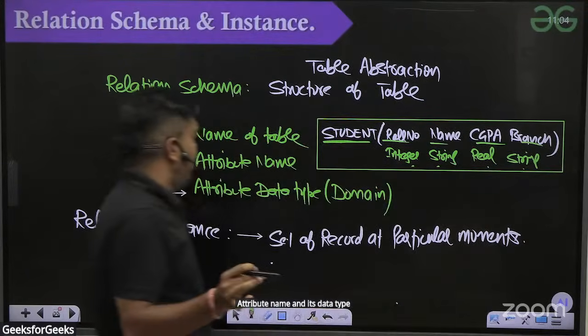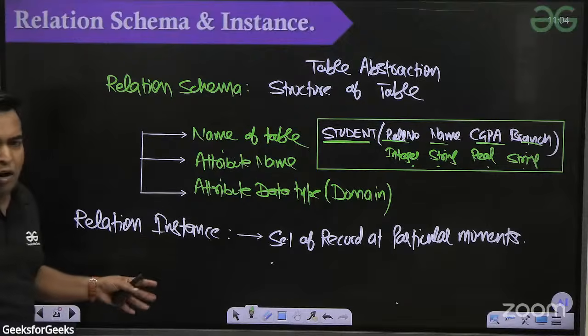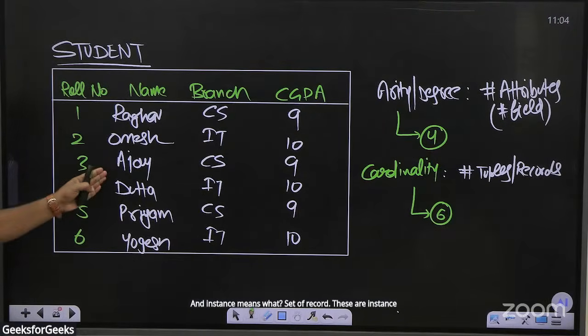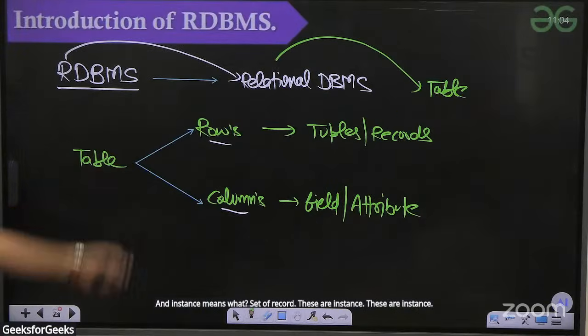Crystal clear? And instance means what? Set of records. These are instances. Now you can note down, please.